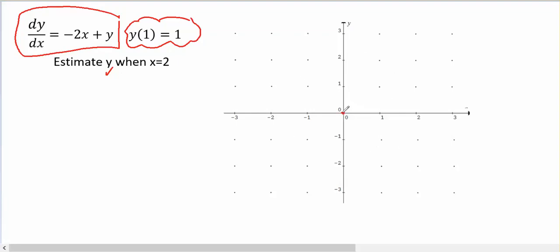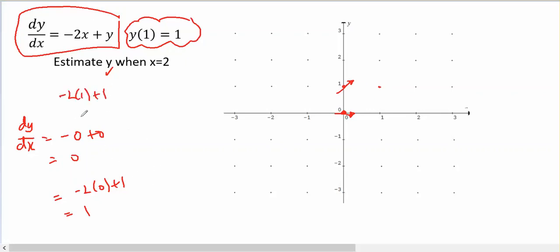So at the point (0, 0), dy/dx will equal minus 0 plus 0, it's going to equal 0. So the gradient's going to go in that direction at x equals 0. At the point (0, 1), dy/dx is going to be negative 2 times 0 plus 1, going to equal 1. So it's going to look like that, have a gradient of 1. At the point (1, 1), dy/dx is going to equal minus 2 times 1 plus 1, which is minus 1.